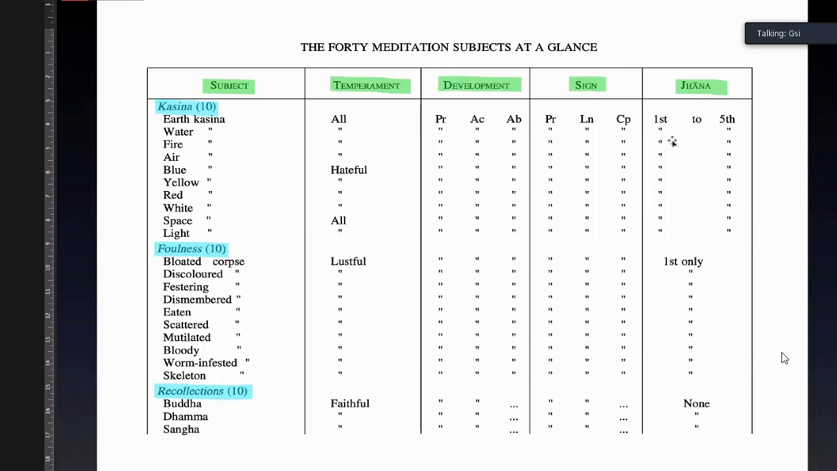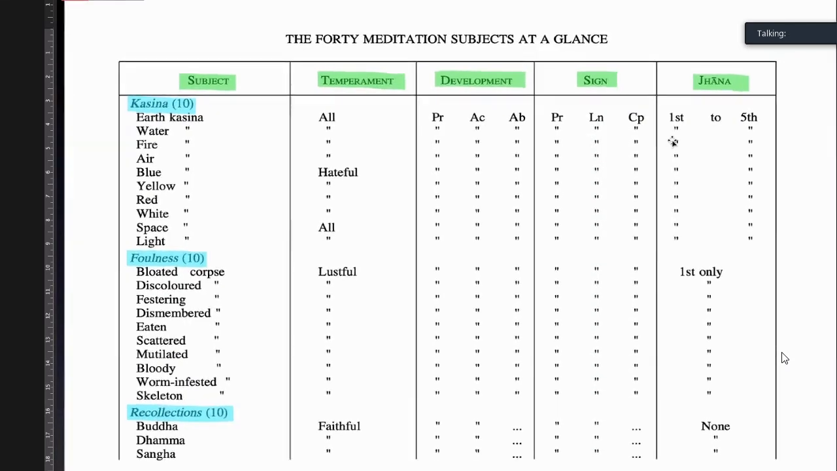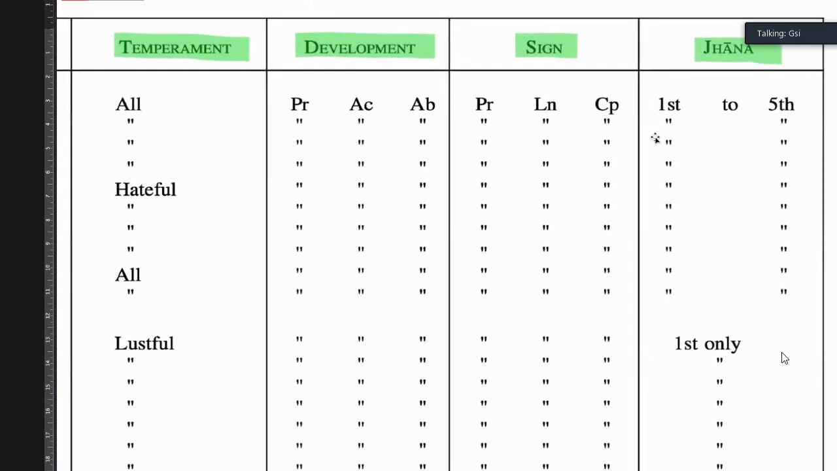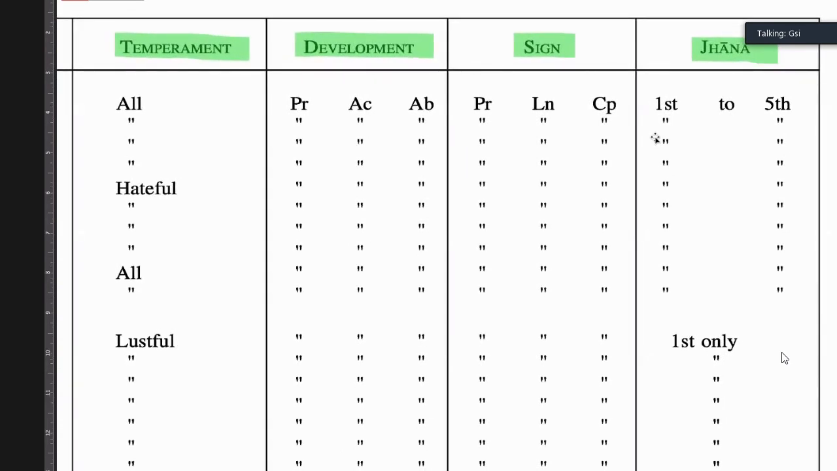Hopefully you all can see. All right? Okay. So here, you are able to enter the first jhana. Well and good, wonderful.